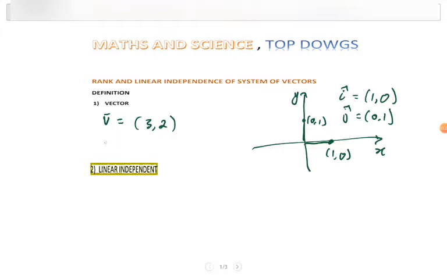So here we can say this vector is equal to, since this component is an x component, 3 multiplied by 1 and 0, and you add 2, which is a y component, multiplied by 0 and 1. So vector v can be written as 3 i hat plus 2 j hat. So this is another way of expressing vectors.